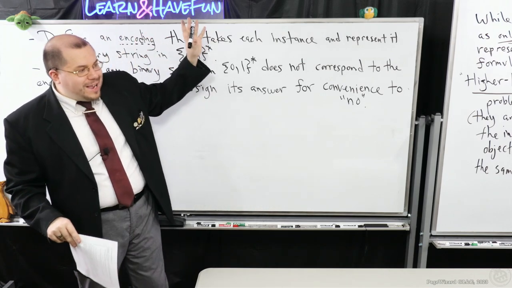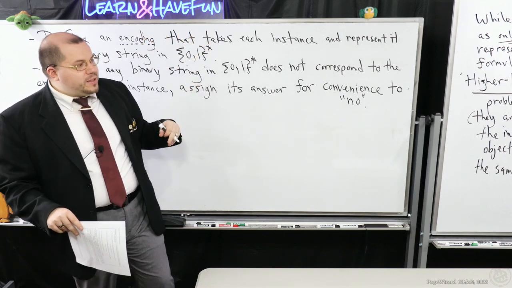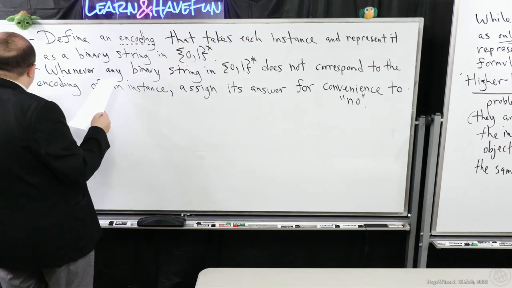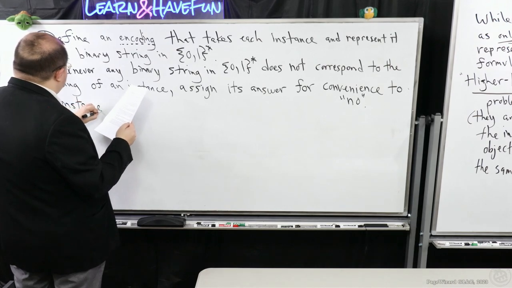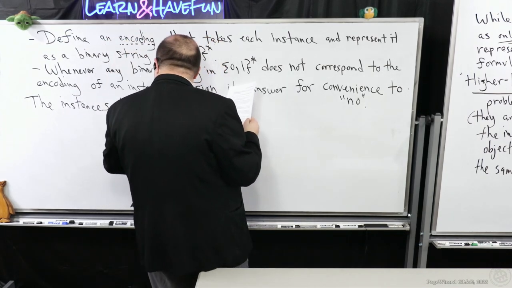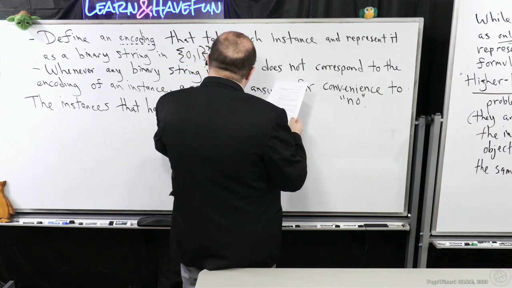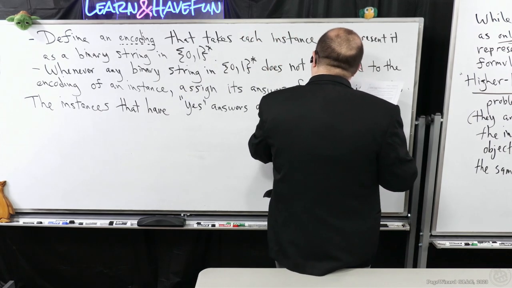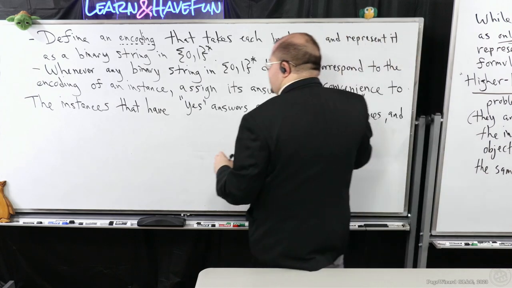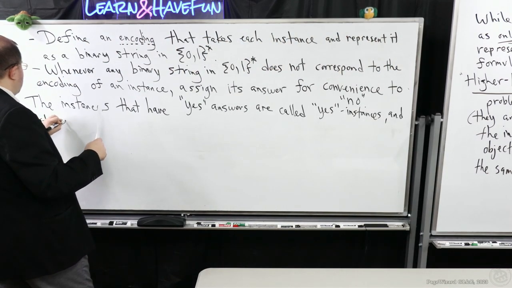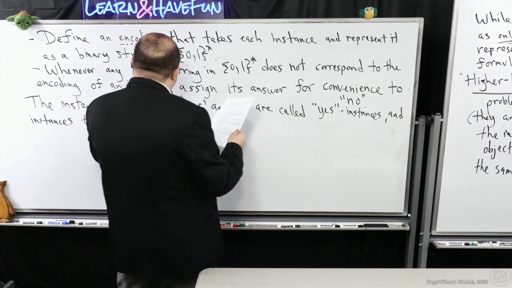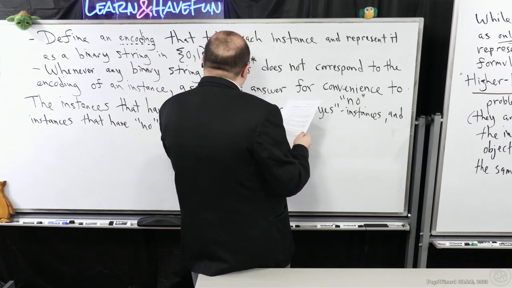So all of those strings that are not specified by the language, those could be the junk ones. They could also be no answers. So just be aware that there's sort of an asymmetry here. So when we talk about our problem, the instances of our problem, so we're talking at the higher level here, that have yes answers are called yes instances, and instances that have no answers are no instances.